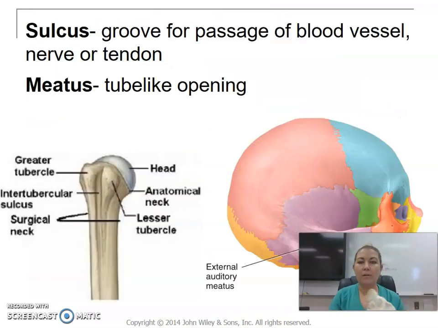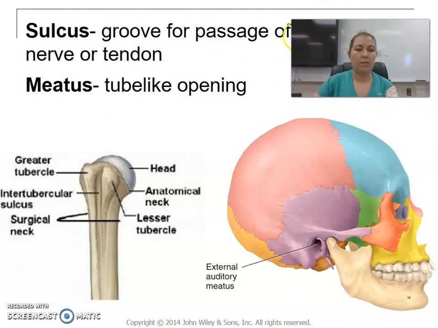Okay. A sulcus is a groove or passageway, and a meatus is a tube-like opening. So here we can see on the humerus, we have an intertubercular sulcus. So it's in between two tubercles. And you can see here we have a greater tubercle and a lesser tubercle. In between is a passageway for one of the larger arteries of the upper arm. Okay, and then the meatus here is the external auditory meatus, which is just your ear canal.